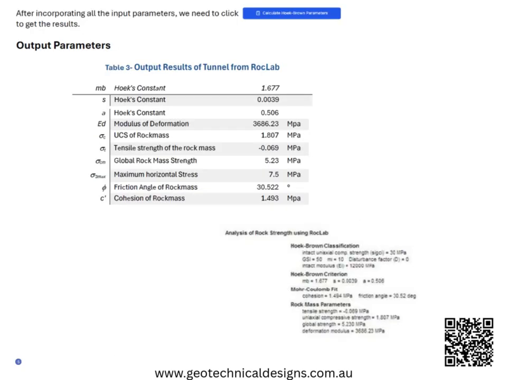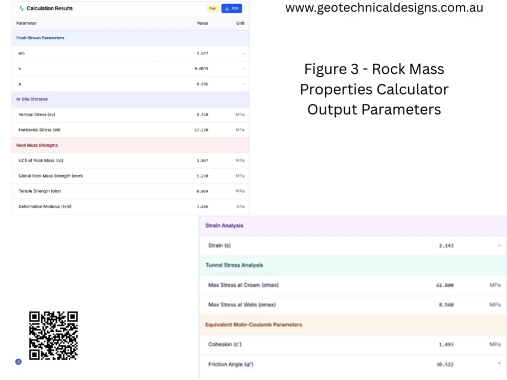Output parameters. Now to get the output results in our calculator, we need to click Calculate Hoek and Brown parameters. Here in table 3, which shows the output result parameters generated from RocLab. Now in the next slide, we will see that our calculator is generating the same results as RocLab. This slide is showing the same output results, which you can compare with the results of the previous slide.